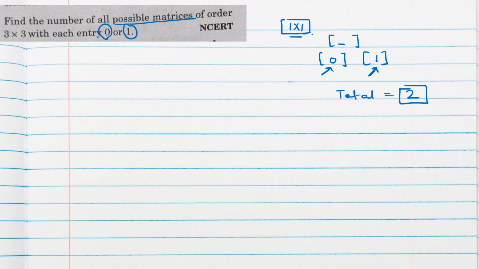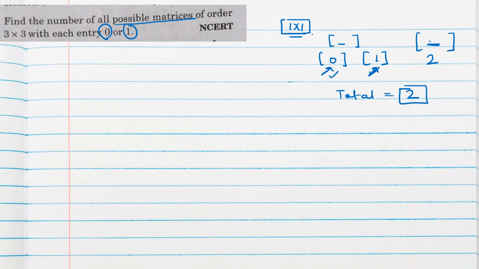How can we get this? See, 1 by 1 means only one element will be there. To fill this element, we have how many choices? 2 choices. Either 0 we can fill or 1 we can fill, isn't it? So for this element, 2 choices are there.